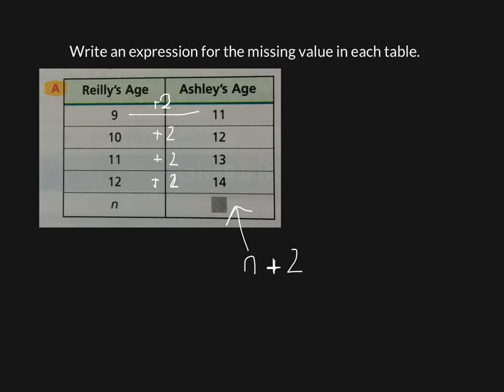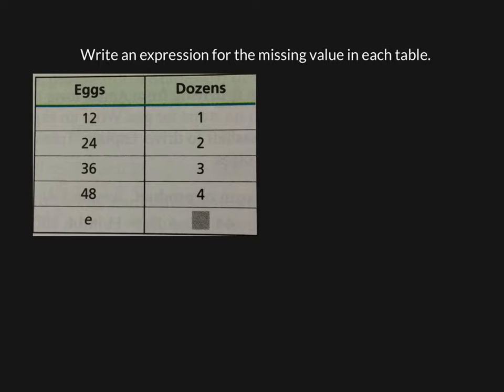Let's try another one. So same directions, write an expression for the missing value. Now, I could do minus 11, but I don't think that's what our pattern is going to be. I think this one looks like a divide by 12 type of pattern. Is 24 divided by 12 2? Yes. Is 36 divided by 12 3? Yes. Is 48 divided by 12 4? Yes.